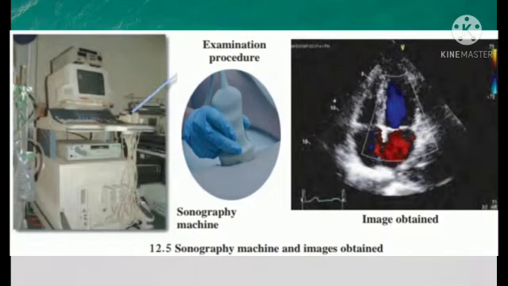This technique makes use of a probe and gel. The gel is used to make proper contact between the skin and the probe so that the full capacity of the ultrasound can be utilized. The gel is applied to the skin outside the internal organ to be studied.